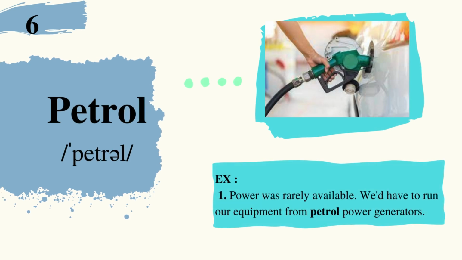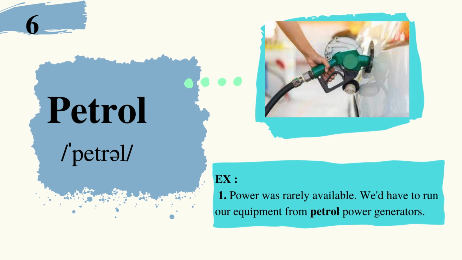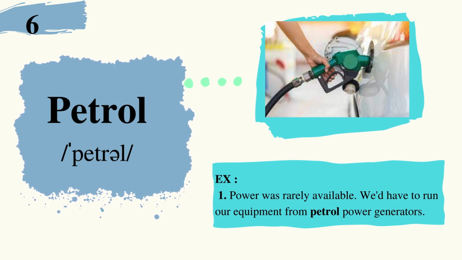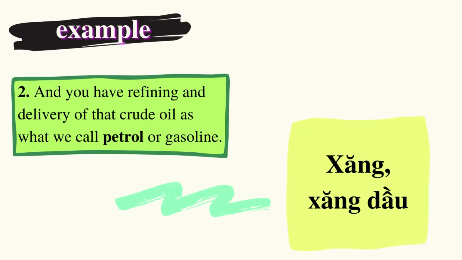6. Petrol. Example. Power was rarely available. We'd have to run our equipment from petrol power generators. And you have refining and delivery of that crude oil is what we call petrol or gasoline.